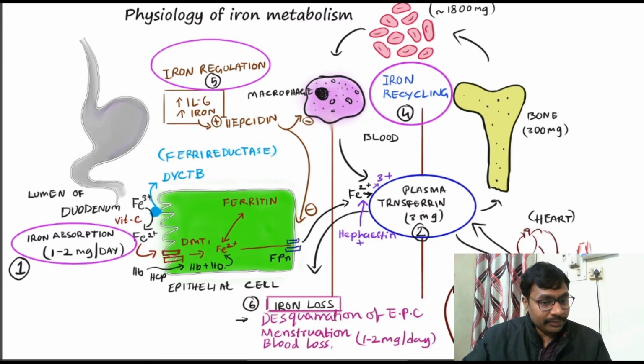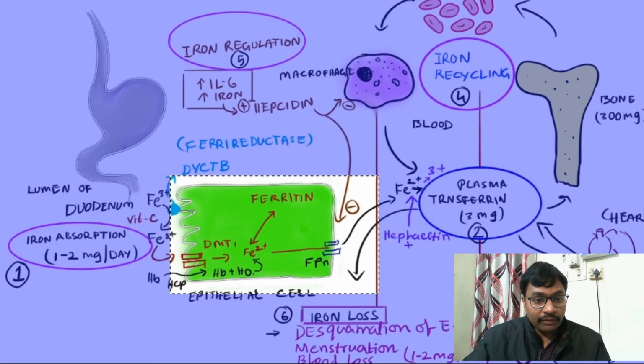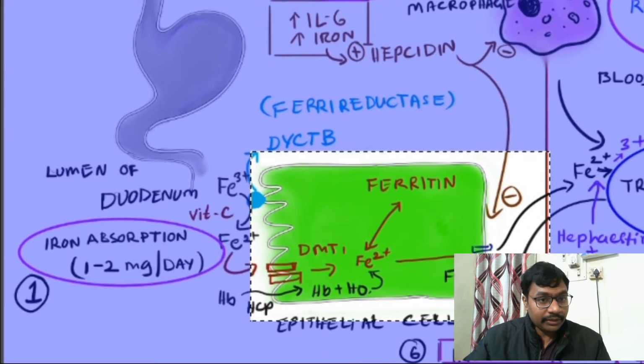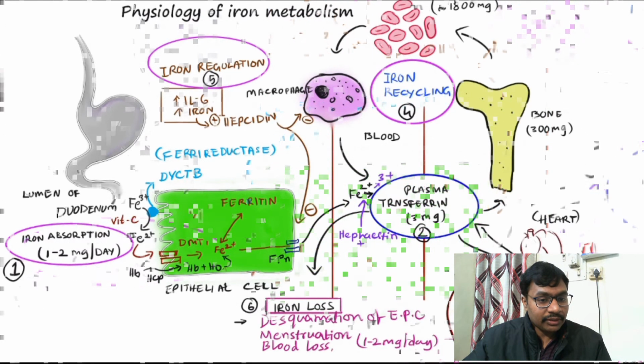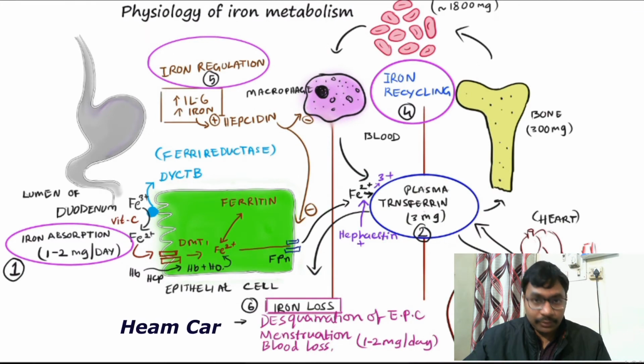We have receptors on the duodenal luminal side, the brush border of the epithelium. These are the epithelial cells, in fact. This is the epithelium of the duodenum, and on this side we have the lumen of the duodenum. This is the basolateral aspect of the epithelial cells. We have many transporters sitting on the brush border of the epithelial cells. One of the transporters is the heme carrier protein.